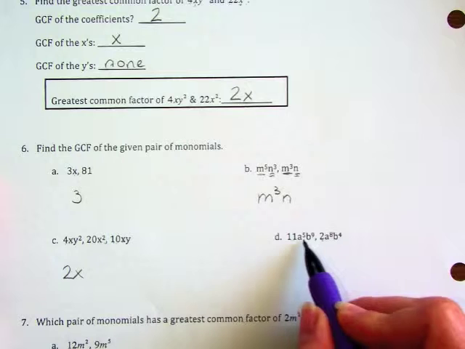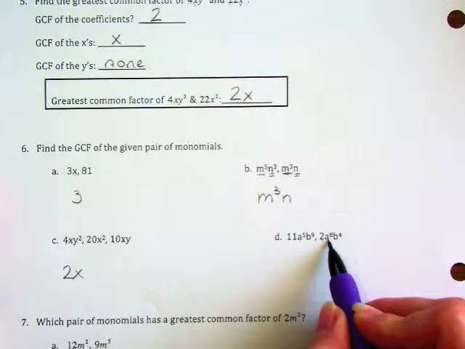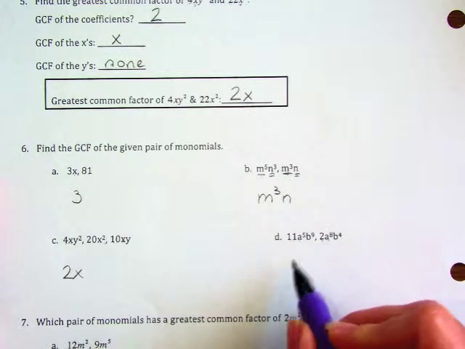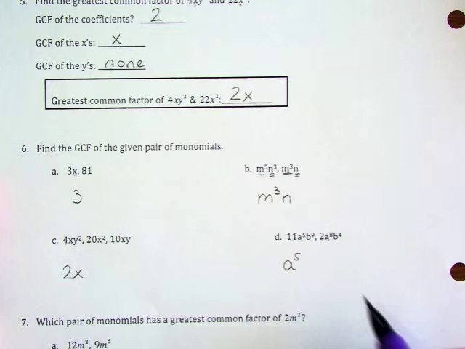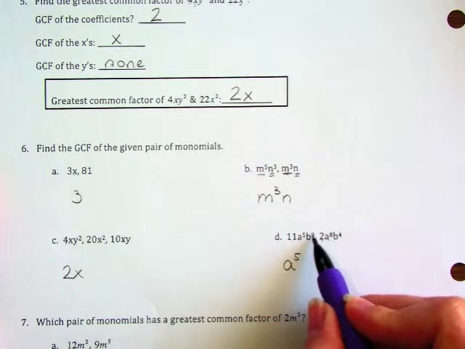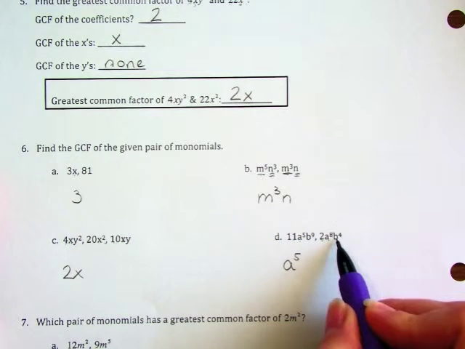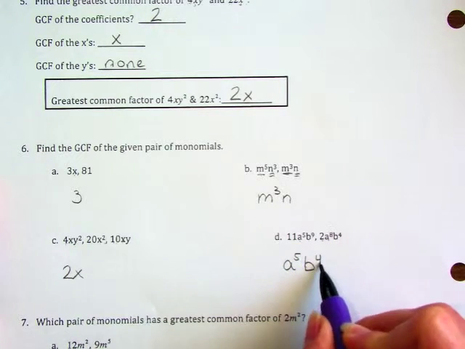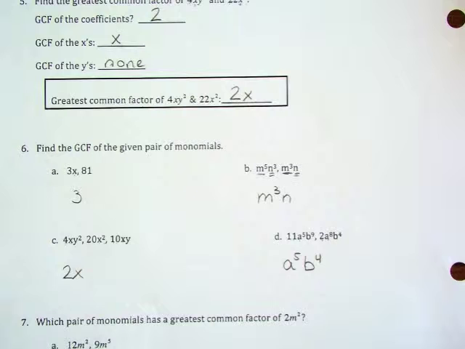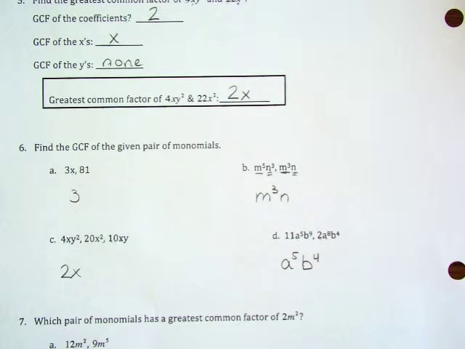So we don't worry about our greatest common factor of the coefficients. There is none. Looking at the A's, there's 5 A's here and 8 A's here. That means I can circle 5 A's in each of those monomials. And looking at our B's, there's 9 B's here and 4 B's here. The biggest amount of B's I can circle in both is 4. So I have B to the 4th. Okay, that is my greatest common factor for those two monomials.